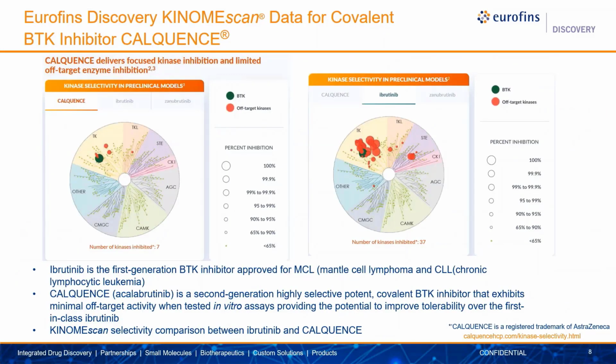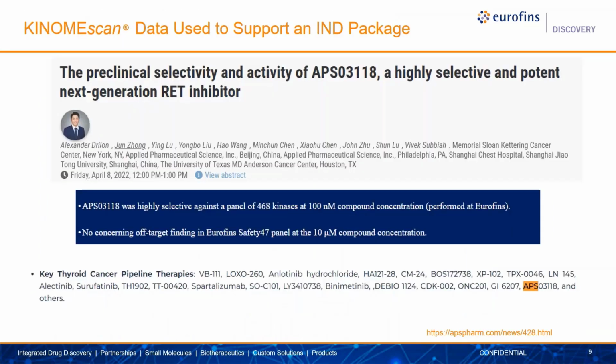The discovery of the second-generation selective and covalent BTK inhibitor Calquence by AstraZeneca was supported by data generated through the use of KINOMEscan. Using our platform, the compound was shown to have a greater selectivity and minimal off-target activity in a direct comparison to the first-generation inhibitor, ibrutinib. KINOMEscan has been further used to support IND packages, such as this example of APS-03118, a highly selective and potent next-generation RET inhibitor.